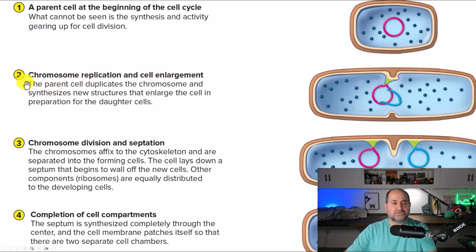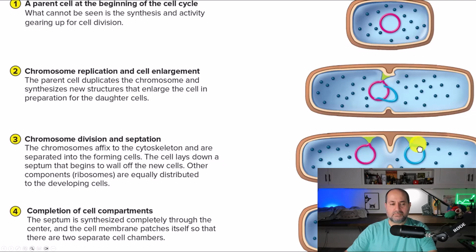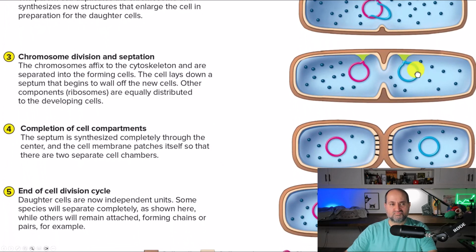And so, again, during step 2, you copy the chromosome, and then those chromosomes move to opposite ends of the cell. And notice what happens at this point. As those 2 chromosomes move to opposite ends of the cell, a septum forms. Remember, at the center of the cell, the cell wall begins to synthesize or build inwards. The cell wall builds inwards, and that's called septum formation. And that's the process by which bacteria undergo cytokinesis, the separation of the cytoplasm and of the cell.